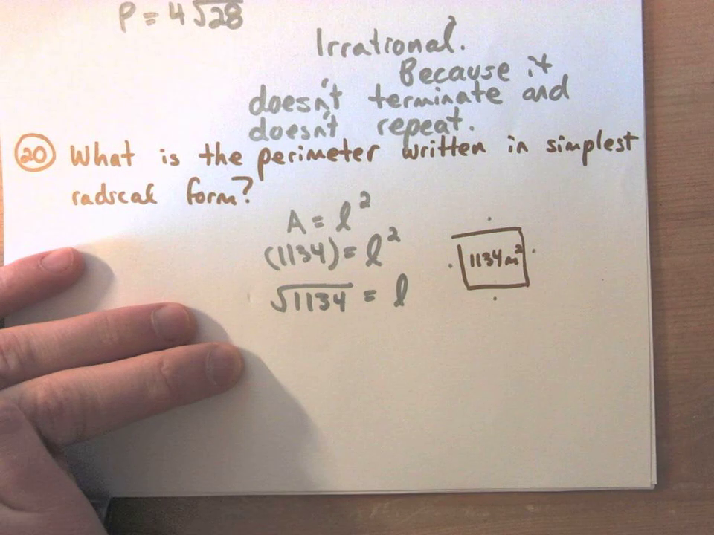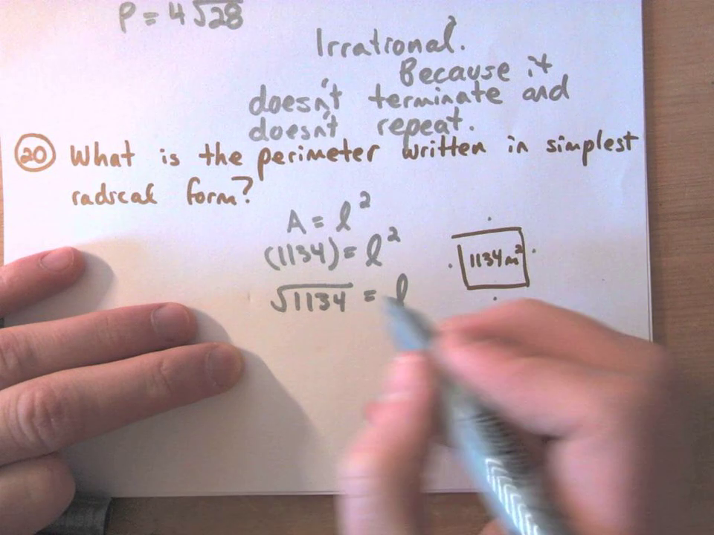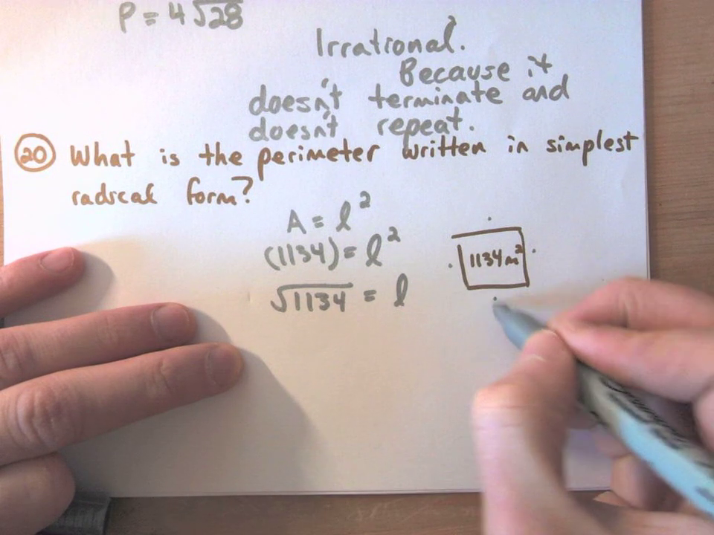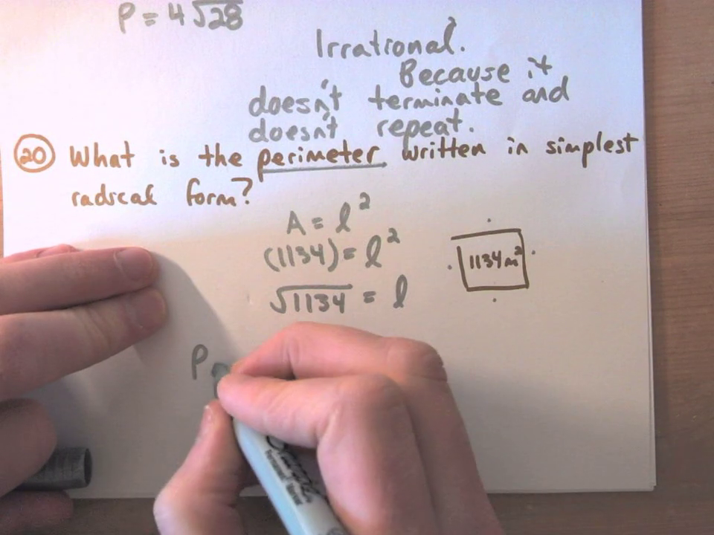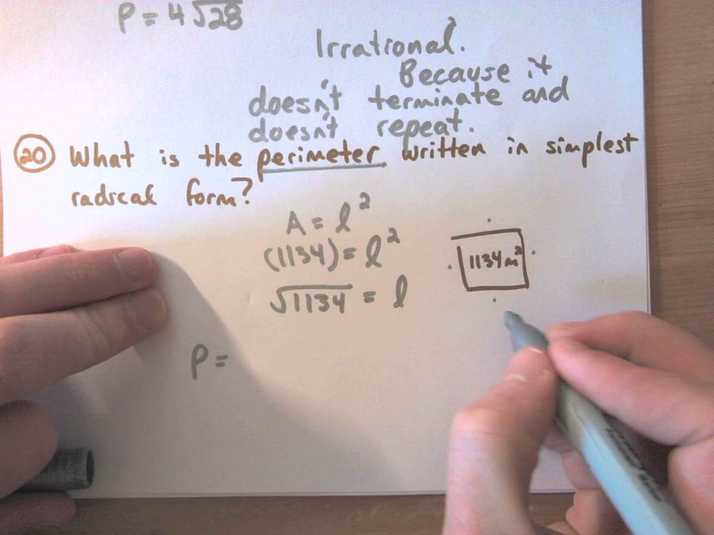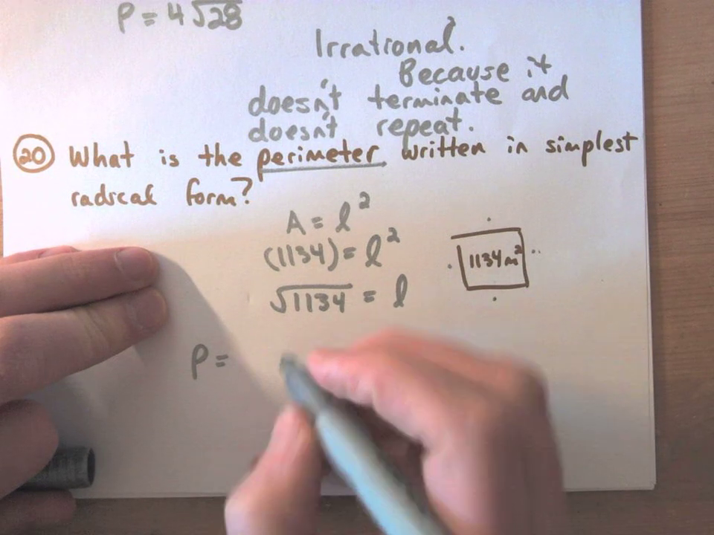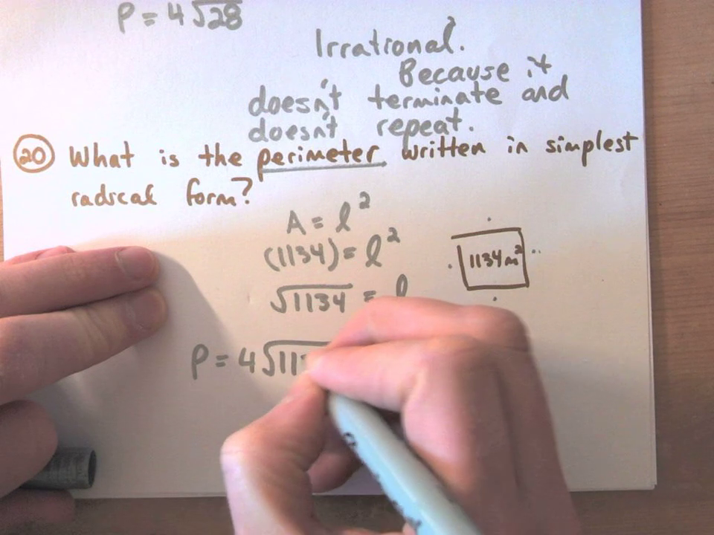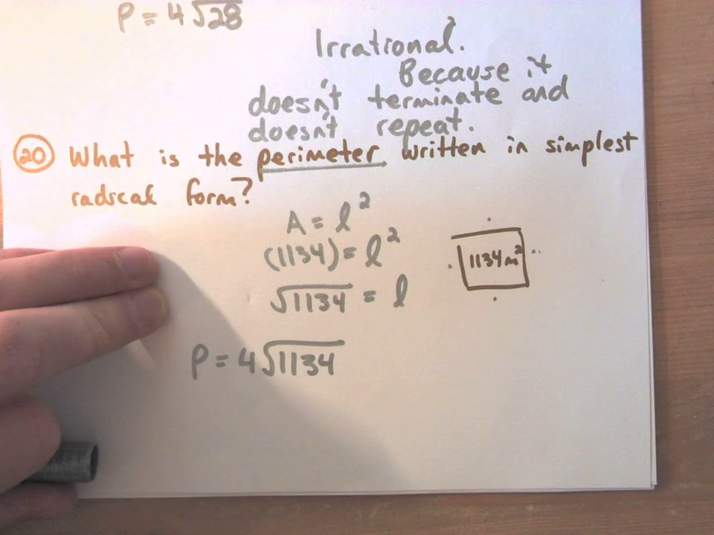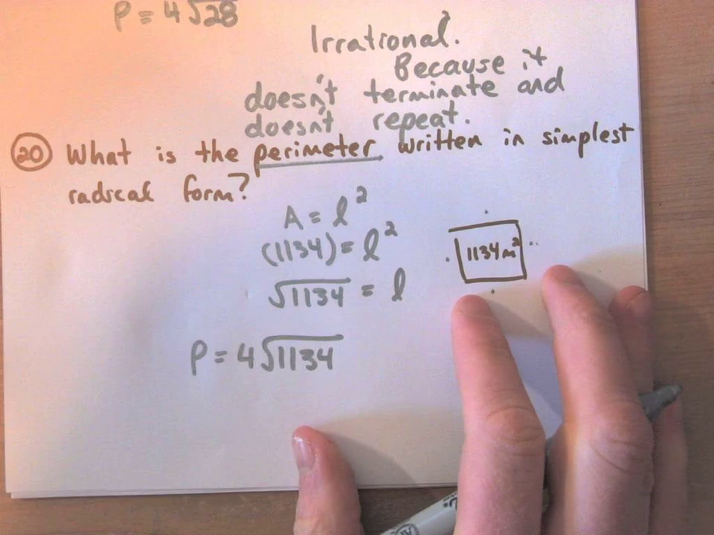So now I get that root 1,134 is equal to 1 side length. Okay, so if we want to find out what our perimeter is, I would add these up 1, 2, 3, 4 times. I'm just going to skip ahead and write 4 of those. All right, so there, we found the perimeter.